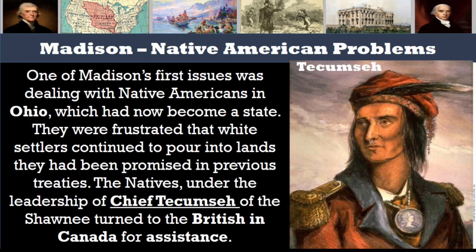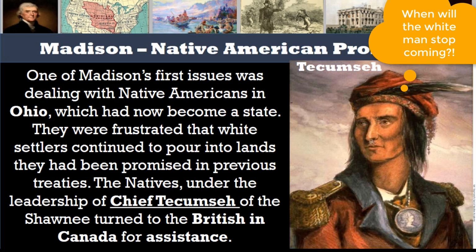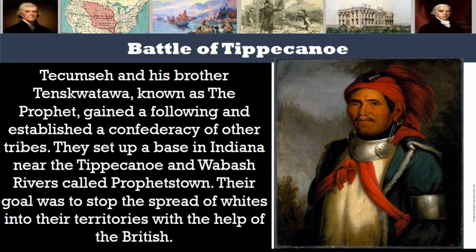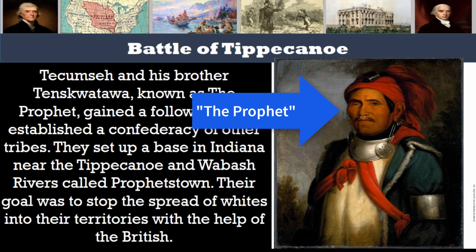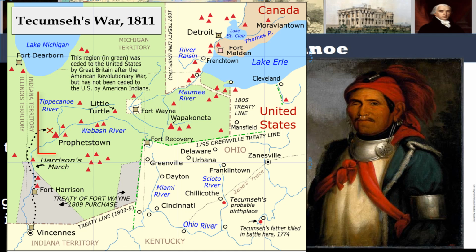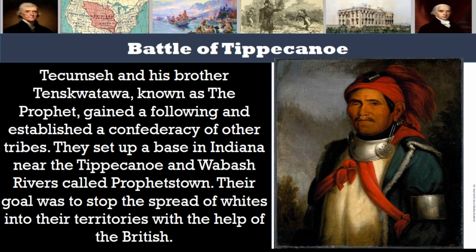One of Madison's first issues was dealing with the Native Americans in Ohio. They were frustrated that white settlers continued to pour into their lands that they had been promised in previous treaties. The natives, under the leadership of Shawnee Chief Tecumseh, turned to the British in Canada for assistance. Tecumseh and his brother, known as the Prophet, gained a following and established a confederacy of other tribes. They set up a base in Indiana near the Tippecanoe and Wabash rivers called Prophetstown. Their goal was to stop the spread of whites into their territories with the help of the British.